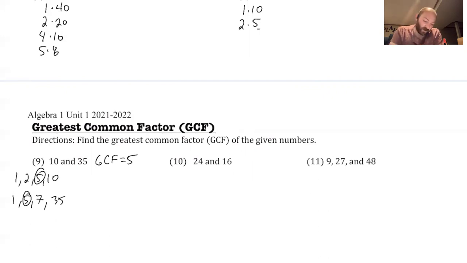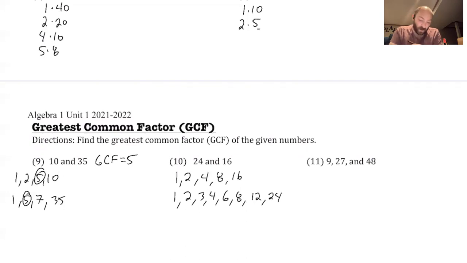Okay, do the same thing for 24 and 16. For 16, I'm just starting with the smaller one. So 1, 2 should work, 3, and then 4 works because 4 times 4 is 16. Then I'm going to go back: 2 times 8 and 1 times 16. For 24, I've got 1, 2 will work, 3 will work, 4 will work, not 5. And now I'm repeating because I got 4 times 6, 3 times 8, 2 times 12, and 1 times 24. So my greatest common factor here, we got some 8s. So that GCF is 8.